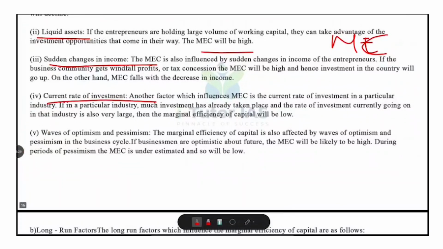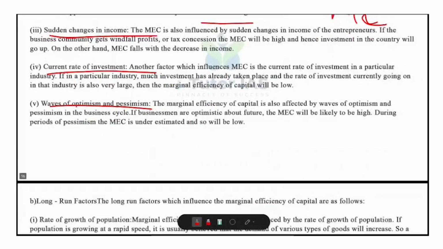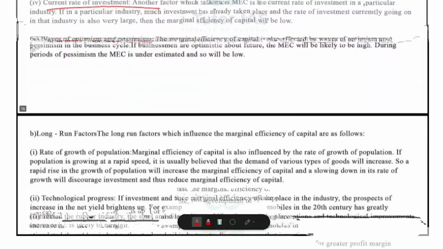Next factor, waves of optimism and pessimism. Business expectations play a major role. In periods of optimism, firms expect higher profit and MEC increases. In periods of pessimism, that is recession or fear of losses, expected profit drops and MEC decreases. For example, if businesses expect the economy to boom, they invest more and MEC rises. If they fear a slowdown, they hold back investment and MEC falls.